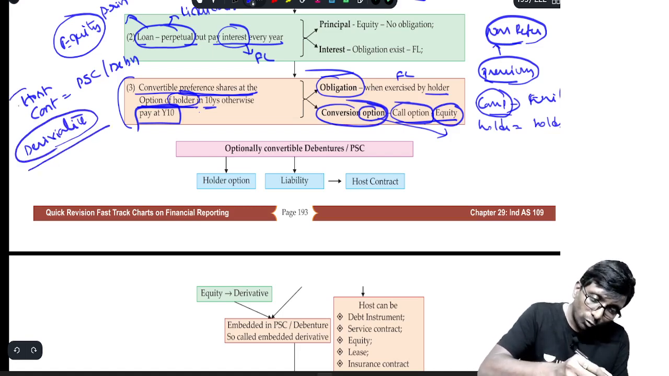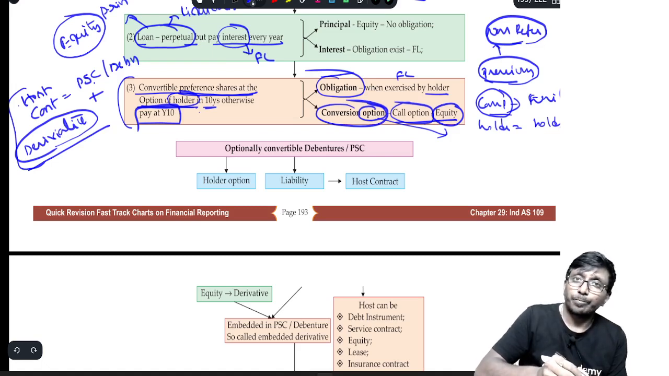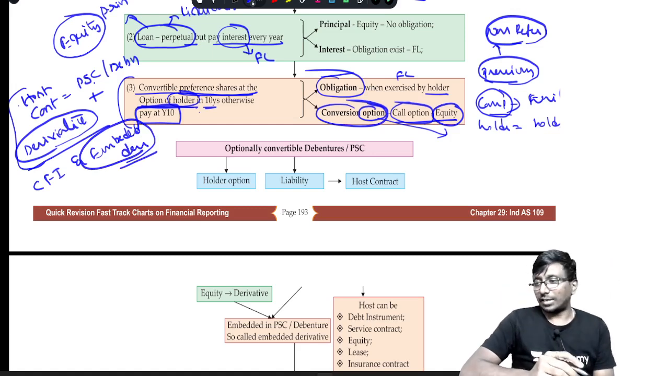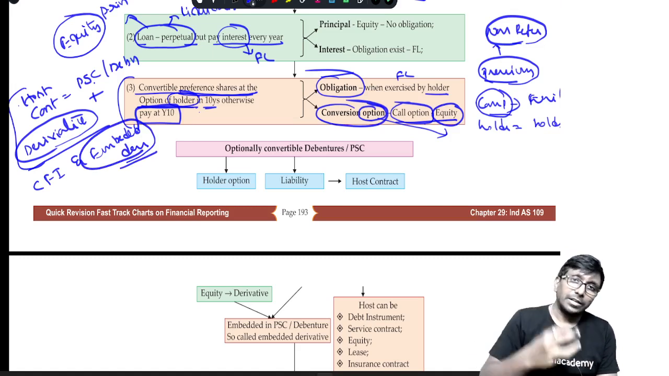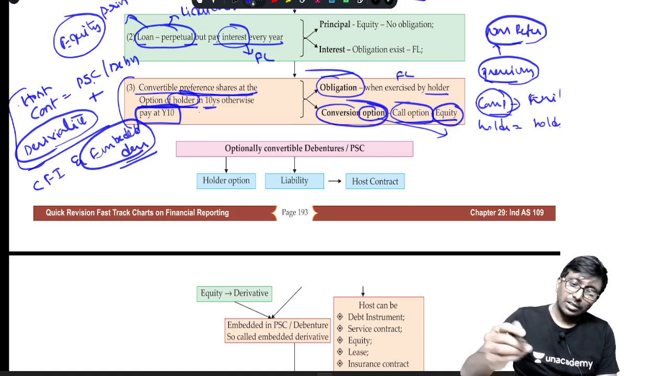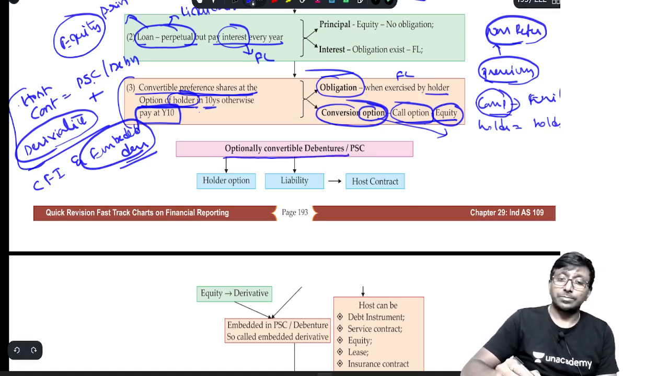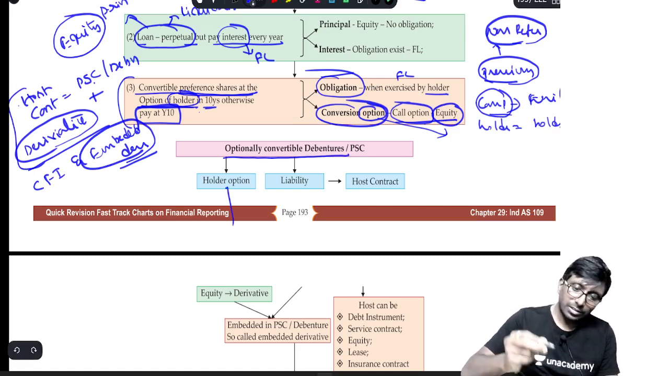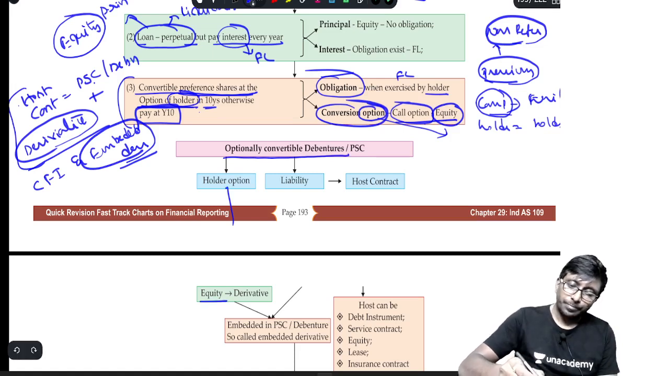That's why when you have preference share capital plus a derivative, it is nothing but a compound financial instrument. And one more name we use is embedded derivatives. Yes, the derivative is embedded in the host contract. It is included, it has become part and parcel of the host contract. Got my point? If it is optionally convertible debentures or preference share capital at the option of the holder, then obviously equity. Yes, optionally convertible debenture: the liability is nothing but the host contract.